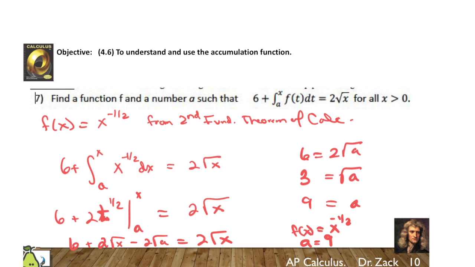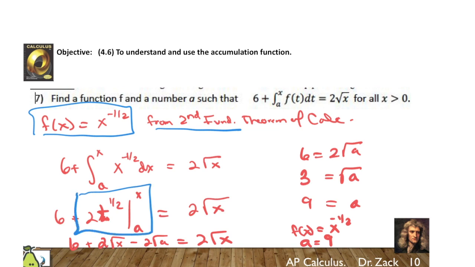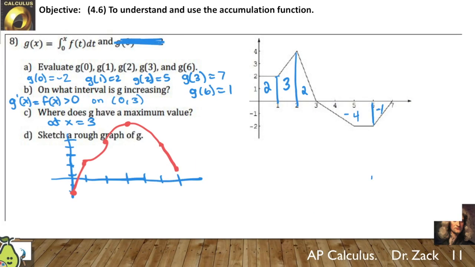All right, now I do believe question 7 is a rather fun problem. First, use the second fundamental theorem of calculus to determine f of x. Then, if you actually integrate, you will be able to solve for a and come up with a equals 9. And that's a spiffy little problem. Check your answers with this one, and let's move forward to our next question.